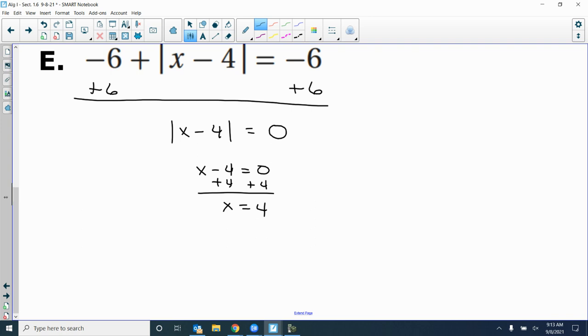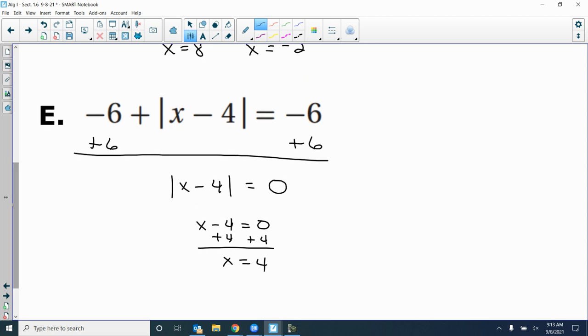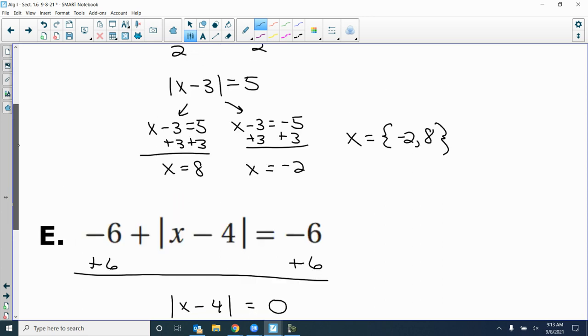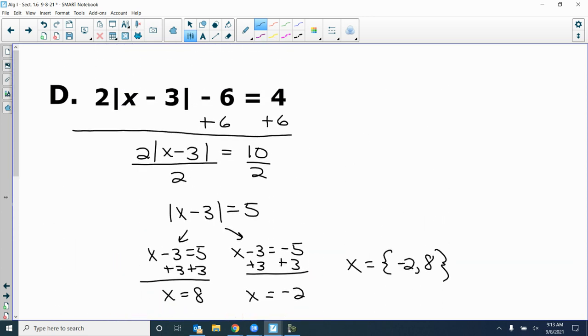So when I plug it up here, 4 minus 4 actually is 0, and you're left with negative 6 equals negative 6. So you can get one answer. You get one answer when that equals what? 0. You can get no answers. When do we get no answers? When it equals a negative, and we get 2 answers when it equals a positive. Okay.